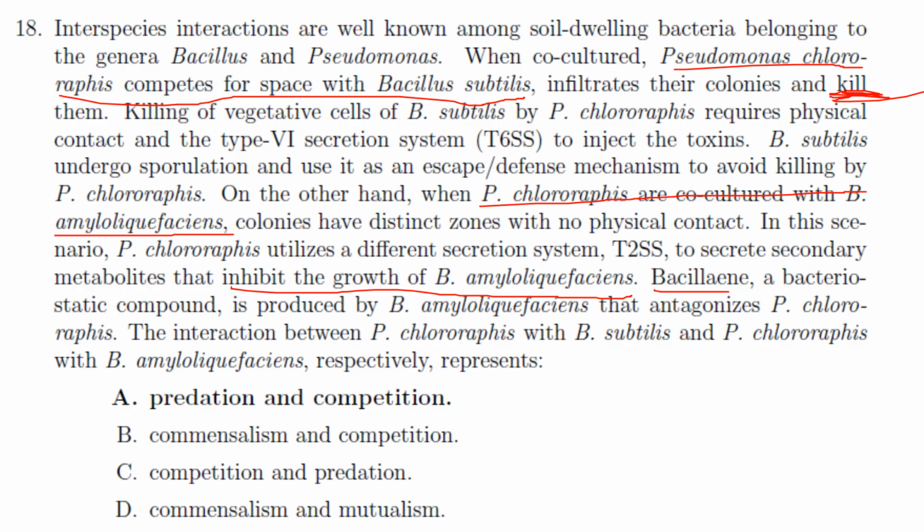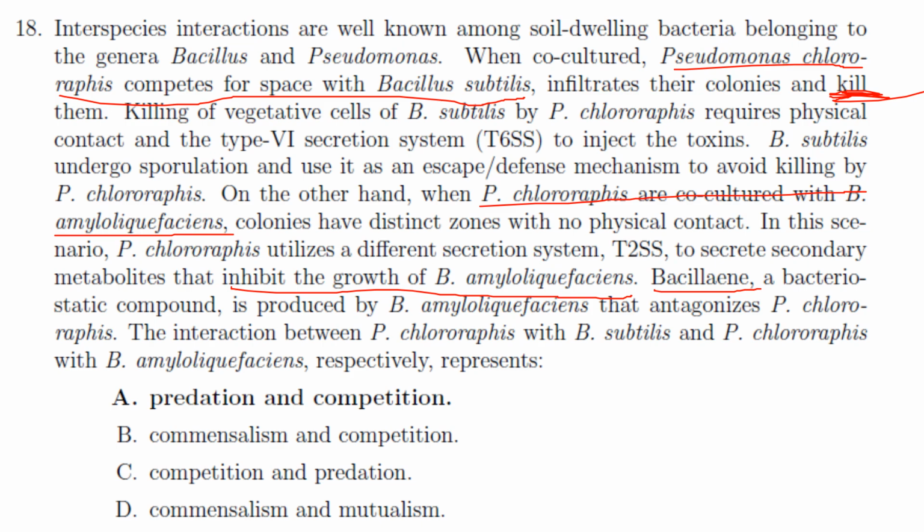Bacillaene, a bacteriostatic compound, bacteriostatic meaning it will inhibit the growth, is produced by Bacillus amyloliquefaciens that antagonizes Pseudomonas chlororaphis. So in the first case, Bacillus subtilis used sporulation to avoid killing, but here Bacillus amyloliquefaciens is not killed. Only inhibition of the growth is there. So to counteract it, Bacillus amyloliquefaciens is also producing a growth inhibitor, that is bacillaene. They both are not killing themselves, in the second case, that is Pseudomonas chlororaphis and Bacillus amyloliquefaciens.